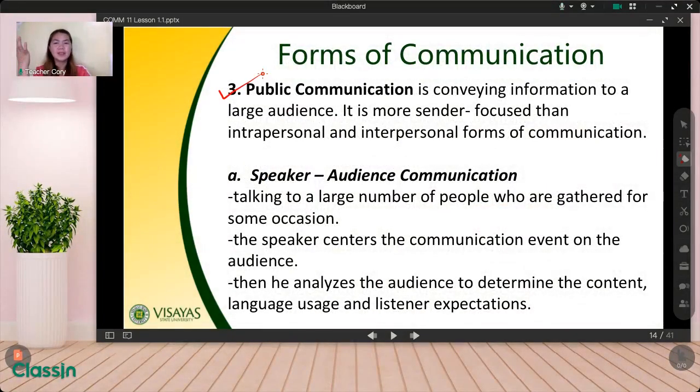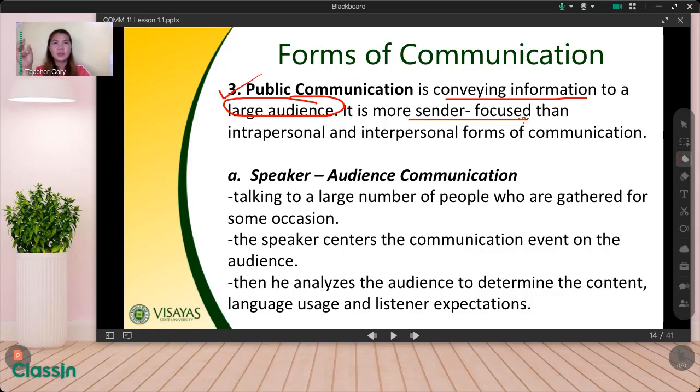So, on the other hand, public communication is another form of interpersonal communication. So, this is now when we convey information to a large audience. By large, that means many, large audience. There are many of them, more than 10. So it is more sender focused because usually it's only the sender who is sending the message, and the sender is not requiring the audience or the receivers to provide feedback.